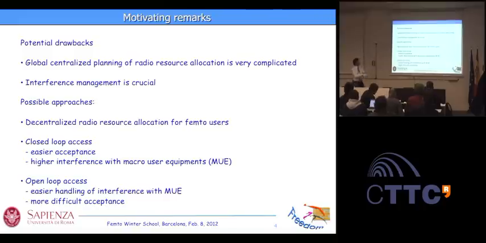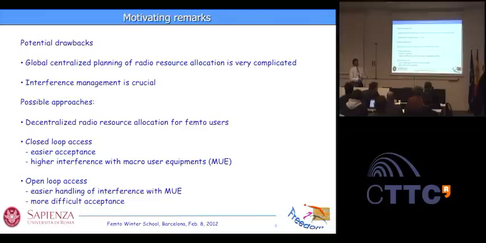Well, first of all, since we are going to have a situation with a potentially massive deployment of femto access points, it is clear that if we just want to repeat the current paradigm in femtocells, we will have to perform some kind of centralized planning of the radio resource management, but this is going to be very complicated just because of the huge number of femto access points that you might have. So clearly, global centralized planning is a problem.